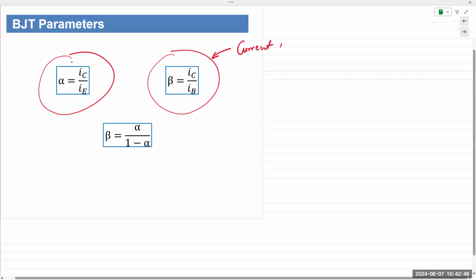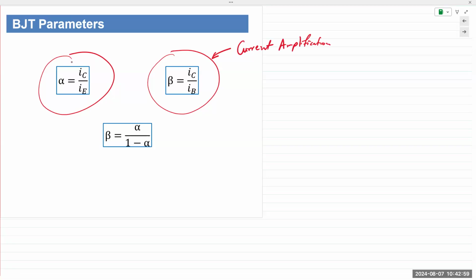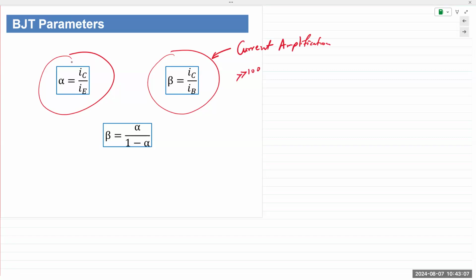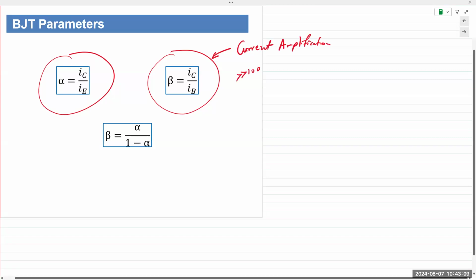This is the current amplification factor, IC over IB. IC over IB can be far greater than 100. Even the cheapest transistor made would have a beta of more than 100. Typical values of alpha are about 0.99, and I will explain how and why. Approximately equal to 0.99.